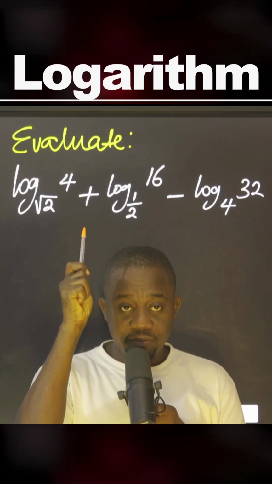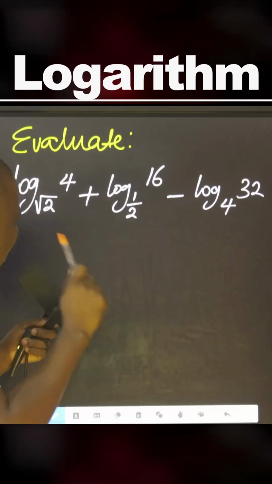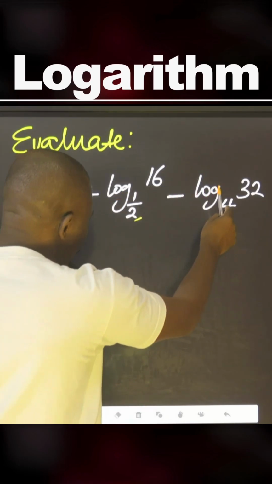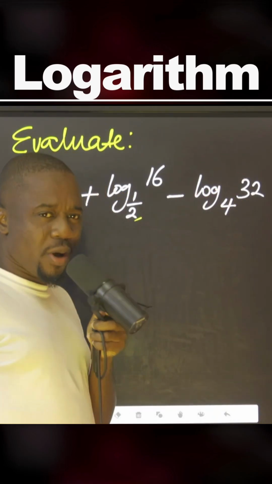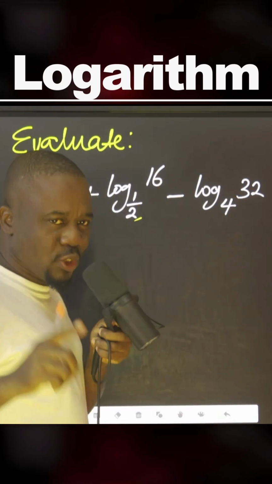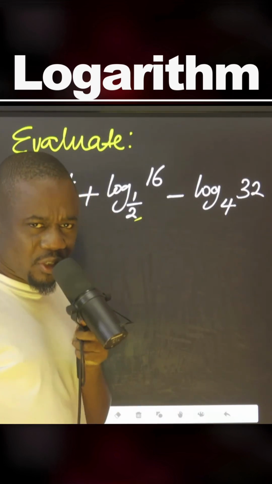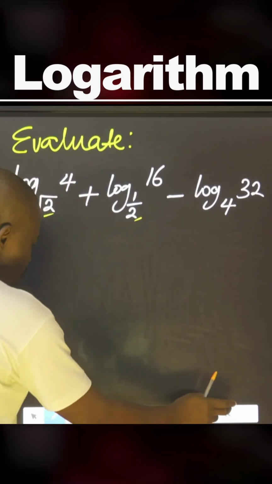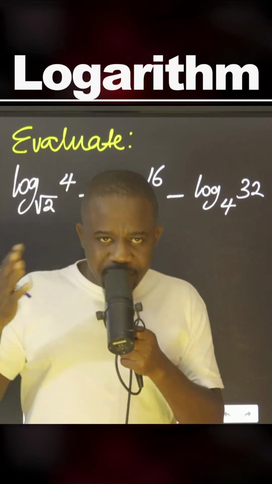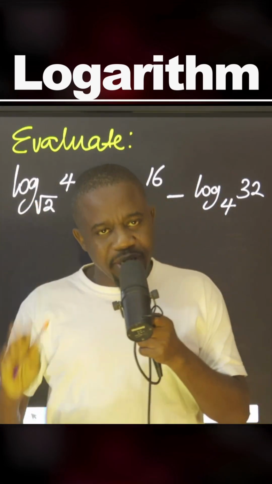Let's look at this. We are asked to evaluate this. Look at it very well. 2. This can also be 2 raised to the power 2. This one, 2 raised to the power 5. This one, 2 raised to the power 4. This one, 2 raised to the power 2. With this, we should be encouraged to change the base using 2 as the base.